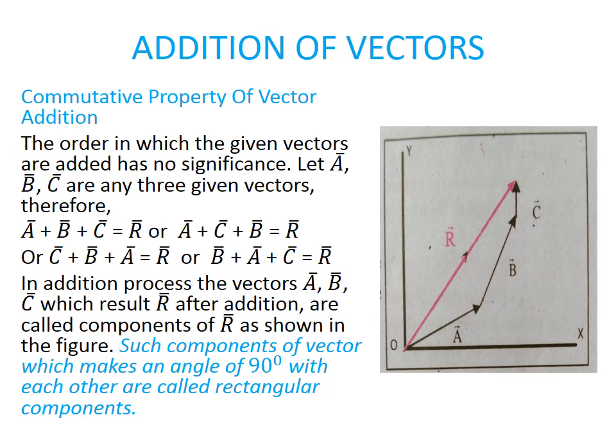In the addition process, the vectors A, B and C which result in R after addition are called components of R, as shown in the figure. Such components of a vector which make an angle of 90 degree with each other are called rectangular components.